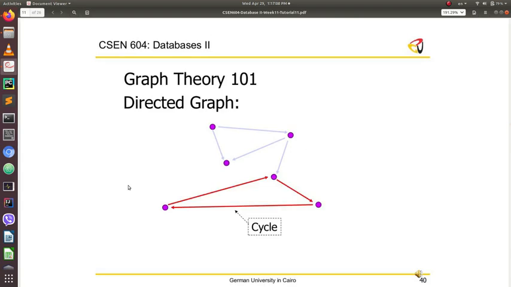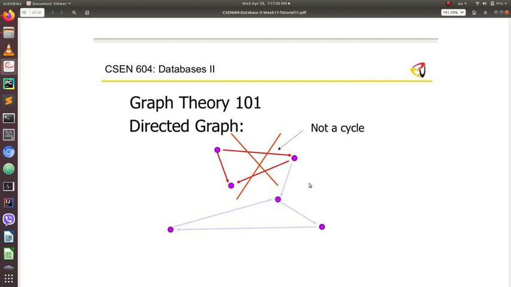A cycle can be found if I start from a specific node and I end up at the same node again. So this is called a cycle. A graph that contains a cycle represents a non-serializable group of transactions that executing them will change the state of our database.